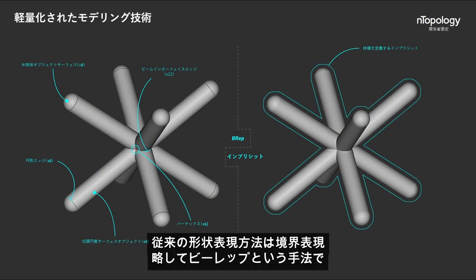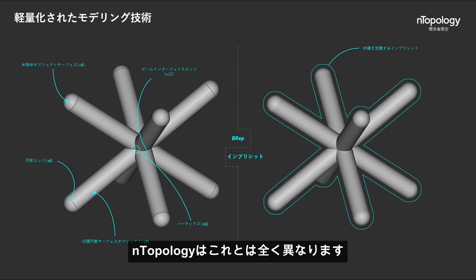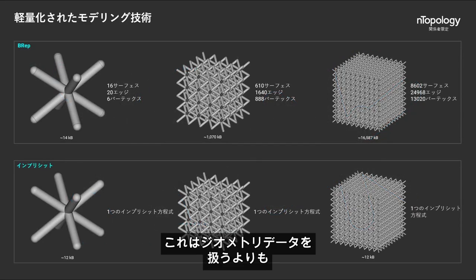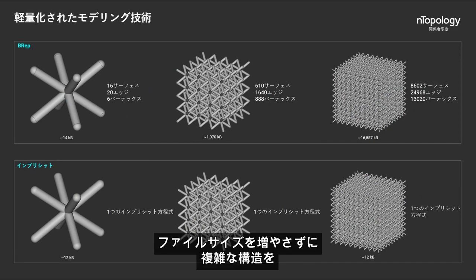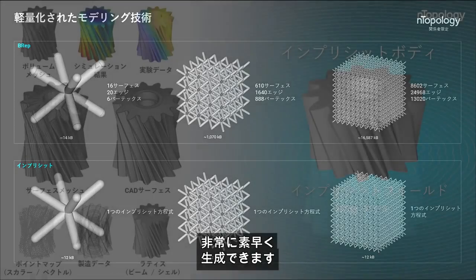The legacy method of describing geometry is through boundary representation, or BREP for short, where faces are created and joined together by edges to separate the inside and outside of a solid part. nTopology works quite differently. It describes the same geometry or volume using a mathematical equation. This is a much more lightweight way of handling geometry data, and because we're only working with equations, we're able to very quickly generate complex structures without adding to the file size.